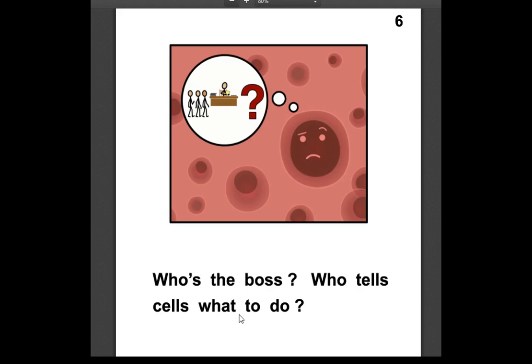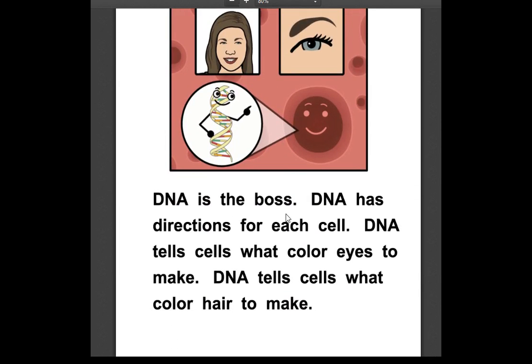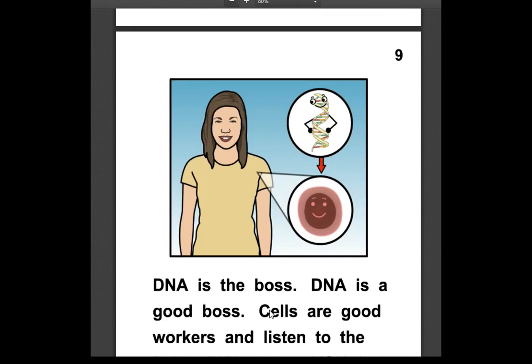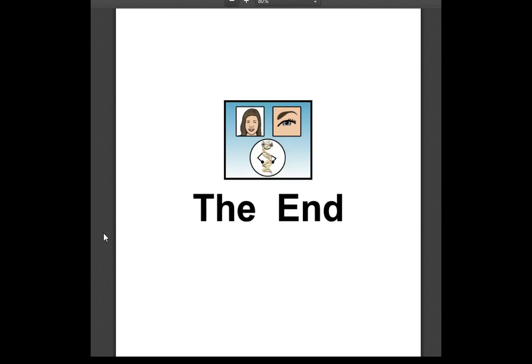Who's the boss? Who tells cells what to do? DNA is the boss. DNA has directions for each cell. DNA tells cells what color eyes to make. DNA tells cells what color hair to make. Who's the boss? Who tells cells what to do? DNA is the boss. DNA is a good boss. Cells are good workers and listen to the DNA. DNA makes you look like you. The end.